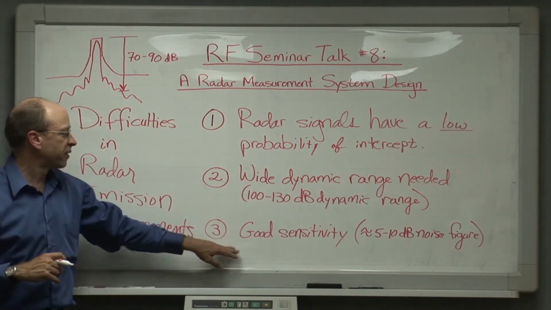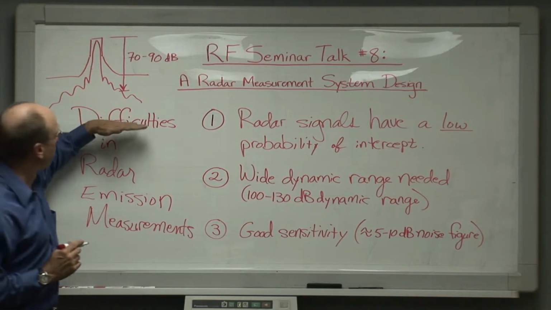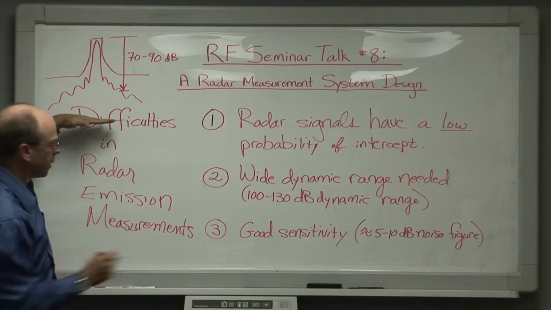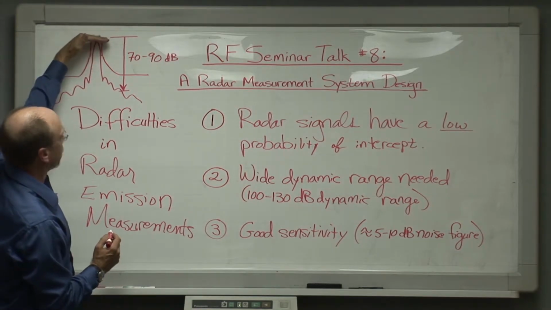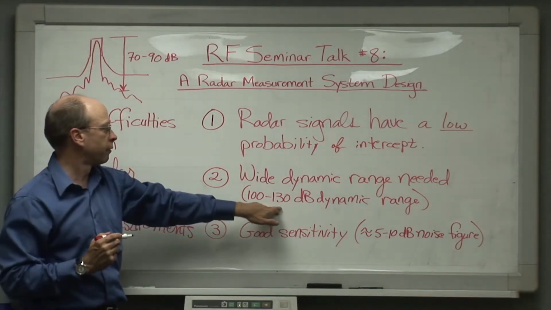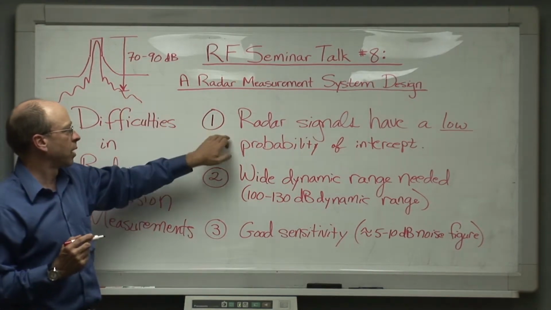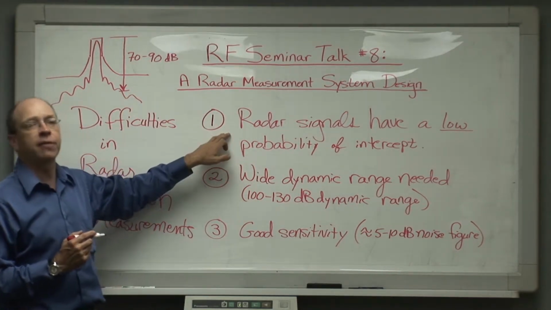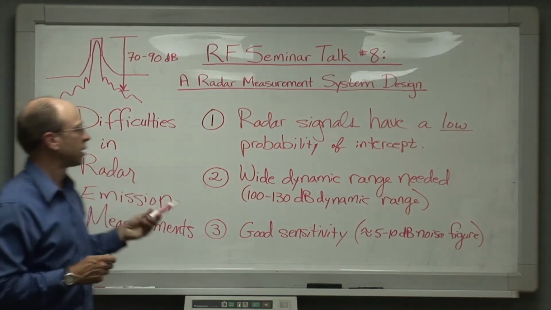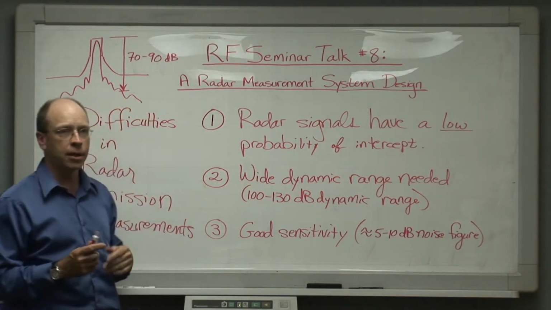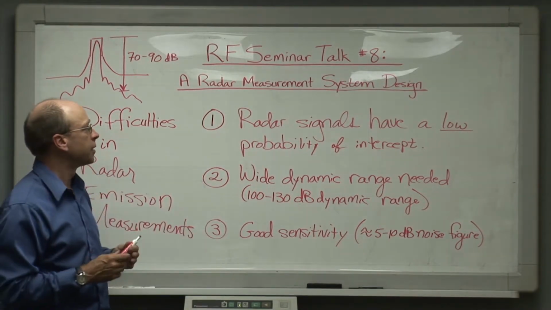We want a very sensitive measurement system such that our measurement system noise floor is somewhere down here, good sensitivity. We need wide dynamic range so we can see a very, very strong signal, hopefully 100 to 130 dB above that measurement system noise floor. And we've got the problem that the radar signals themselves have a low probability of intercept. They're hard to catch. And in the talk before this, talk number 7, we discussed the difficulty of using a spectrum analyzer that's simply sweeping across the spectrum to meet these needs.